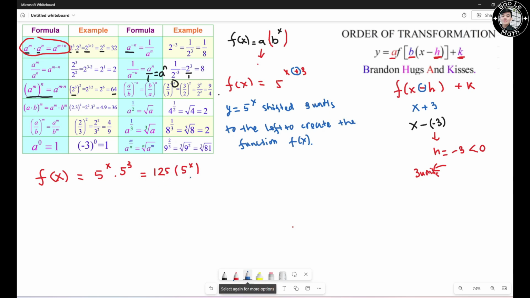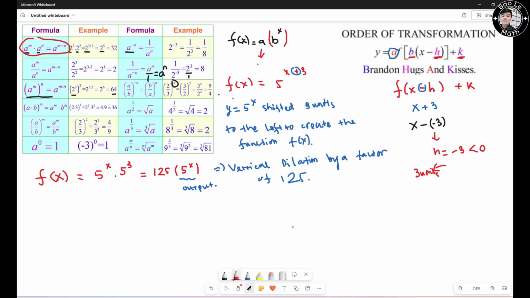Okay, so this turns out to be vertical dilation because this is the output, right? So 125 multiplied by the output, which means the value of a right here. And this is vertical dilation by a factor of 125. So you see that from the original problem right here, we have the horizontal translation, right? Now, after manipulating this function, it turns out to be vertical dilation. You see that?